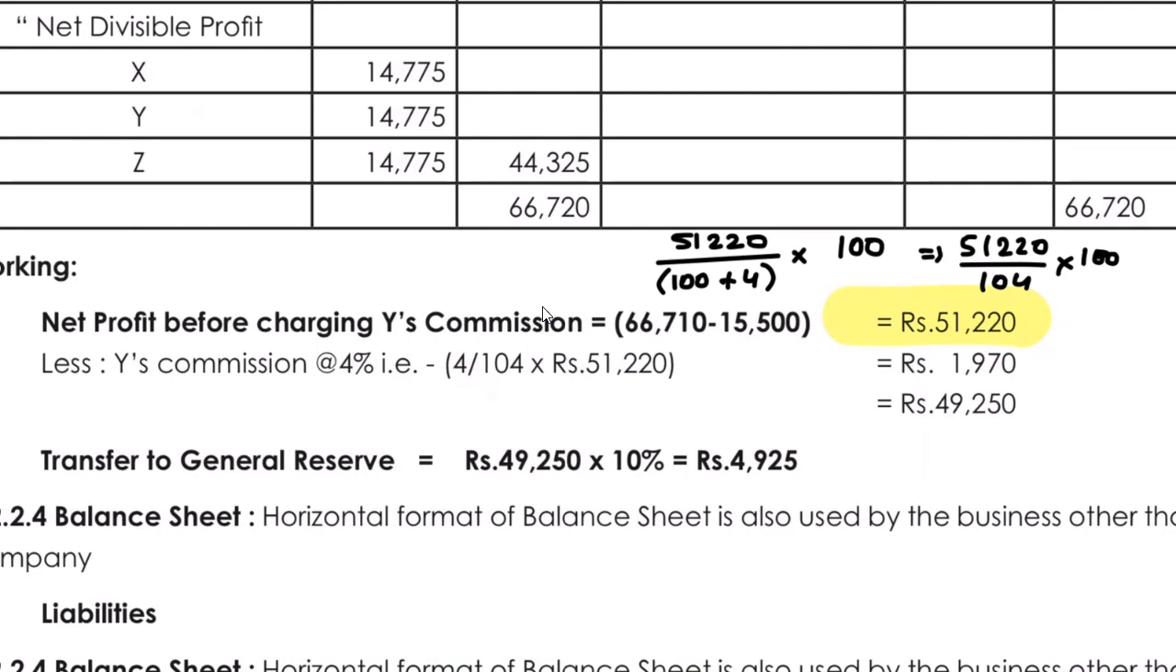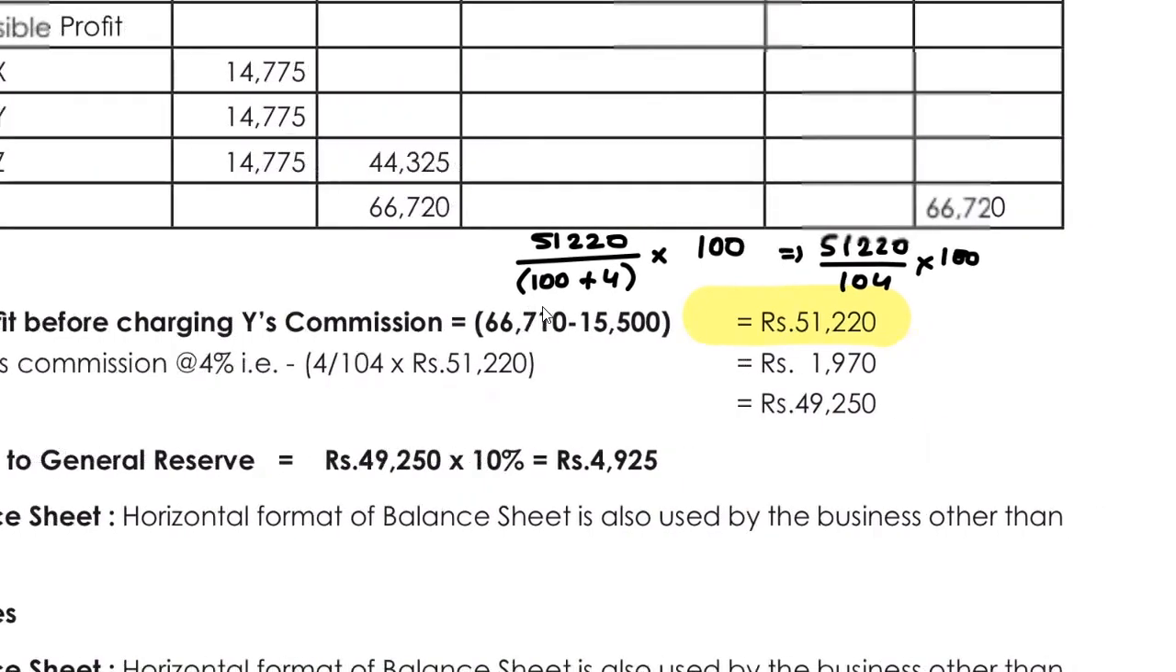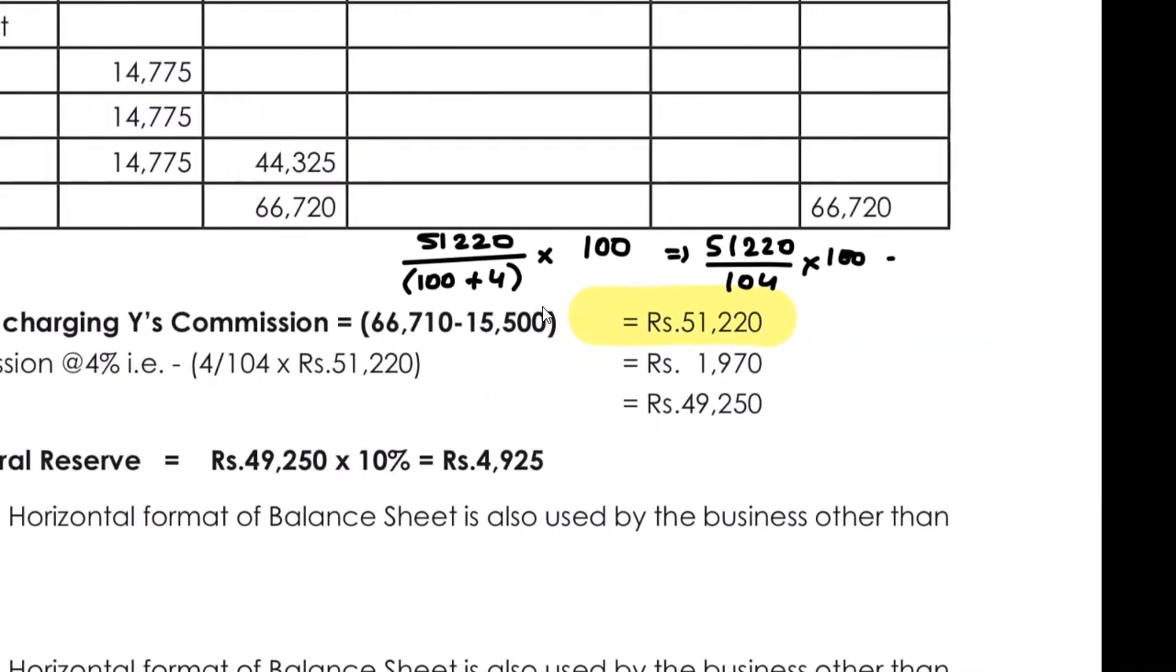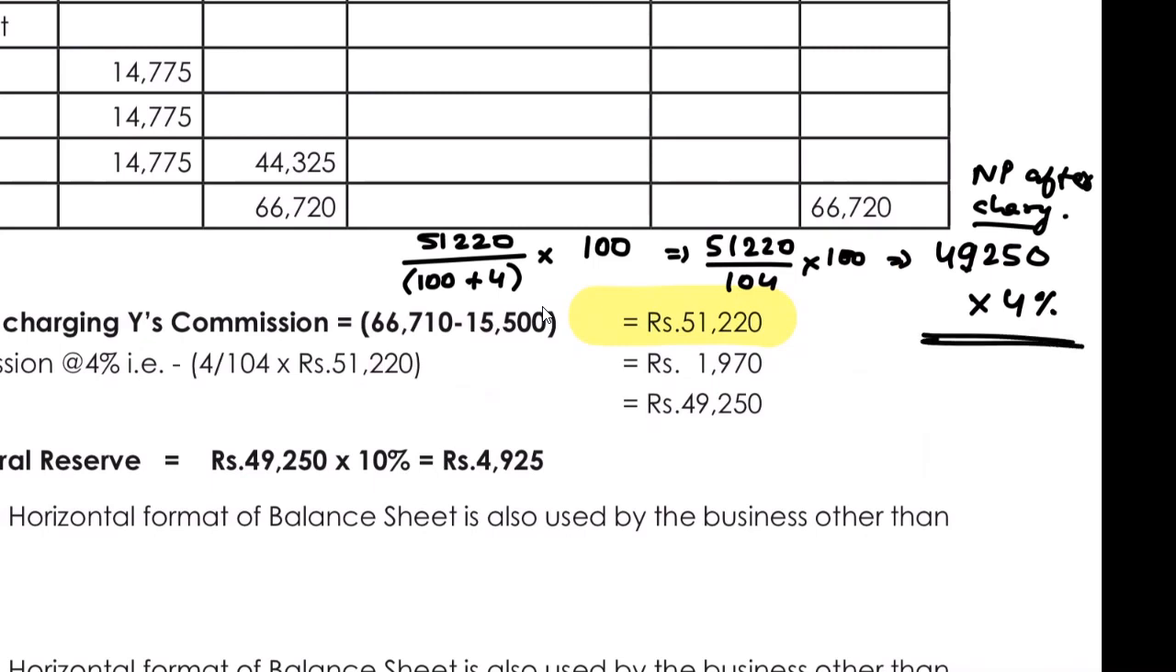51,220 divided by 104 multiplied by 100. So this would come as 49,250. This is the figure of net profit after charging commission. Now, if you do 4% of this figure directly, the 4% of this figure would be 1,970. And that is your Wise's commission.